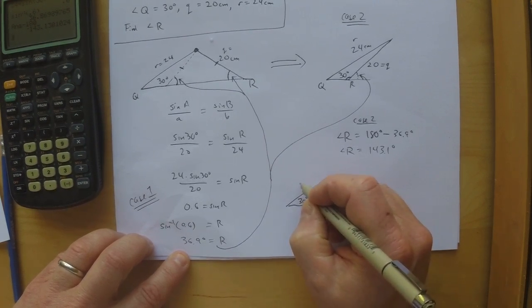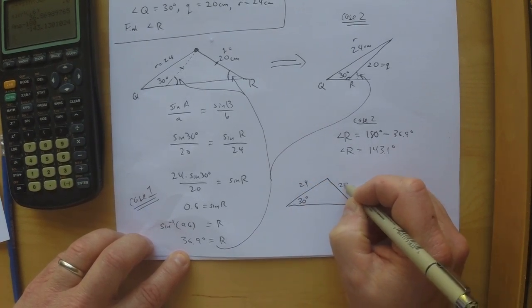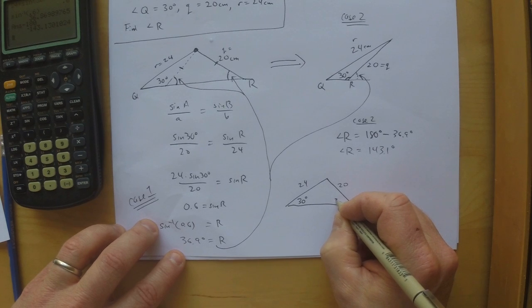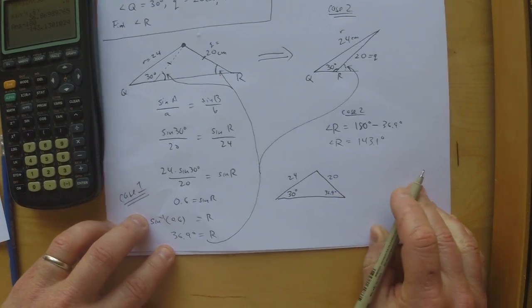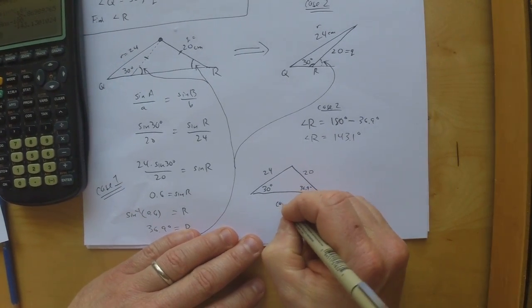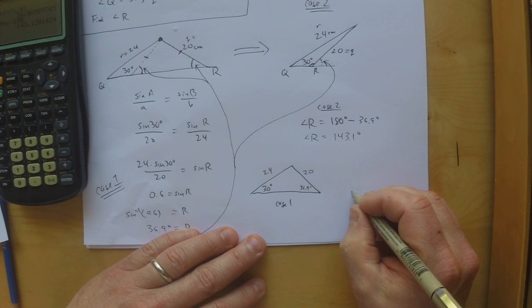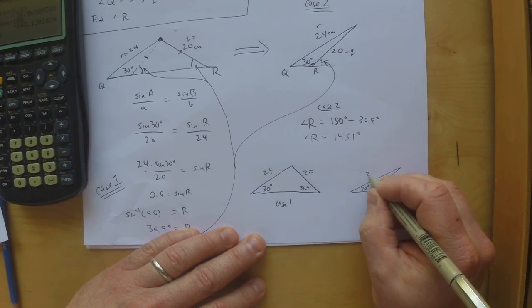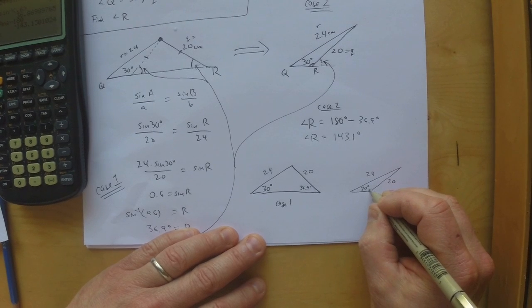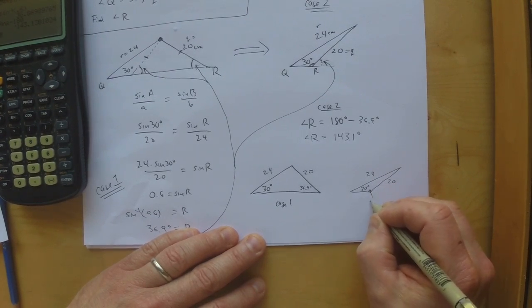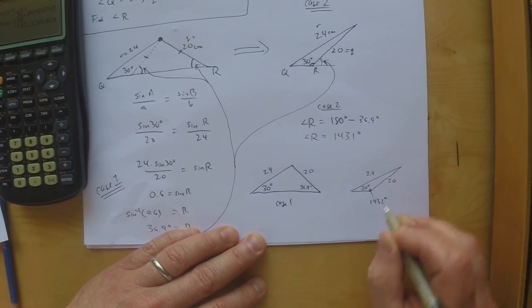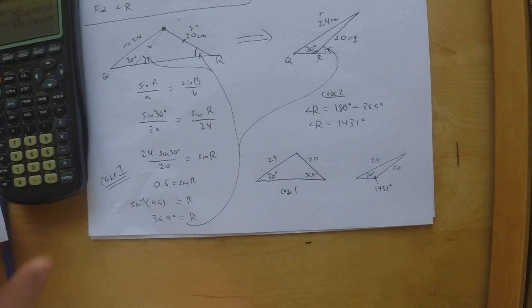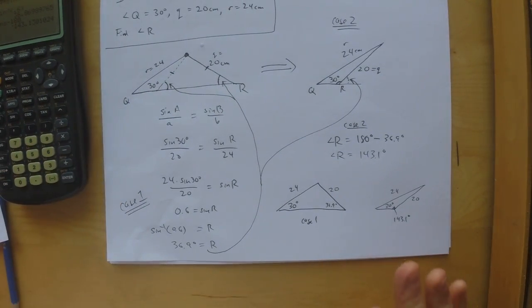30 degrees, 24, 20. This here is 36.9 degrees. That's case 1. Case 2 looked like this. 30 degrees, 24, 20. That angle there, though, is 143.1. Alrighty, hopefully that makes sense.